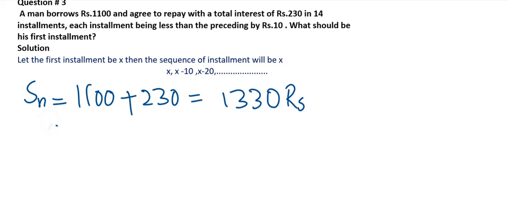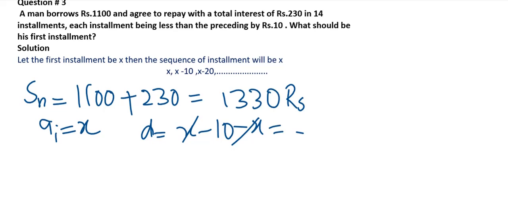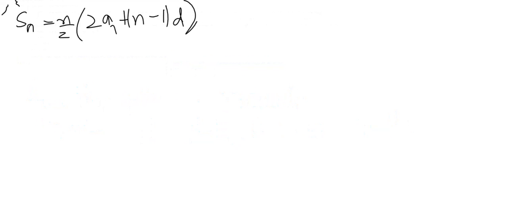From the sequence we can see that a1 is equal to x, d is equal to x minus 10 minus x, which will become minus 10, and n is the number of installments, which is 14. Now we will put these values in the formula for the sum of a series. Same formula. Now we will put the values.